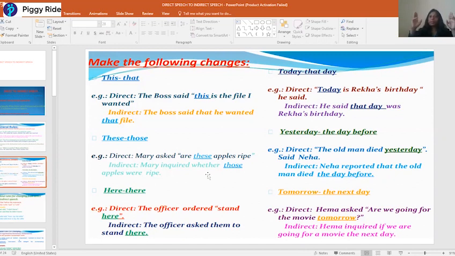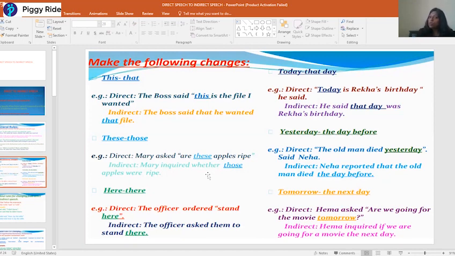Direct: Open speech mark. "Today is Rekha's birthday," close speech marks, he said. Indirect: He said that day was Rekha's birthday. So today got changed to that day. Okay, now let's go to the next part. Yesterday, the day before. Yesterday got changed to the day before.